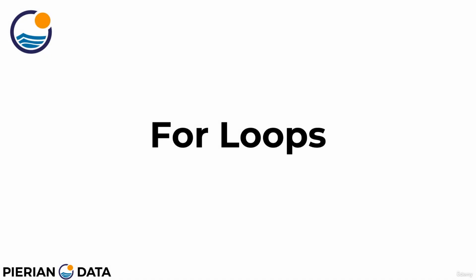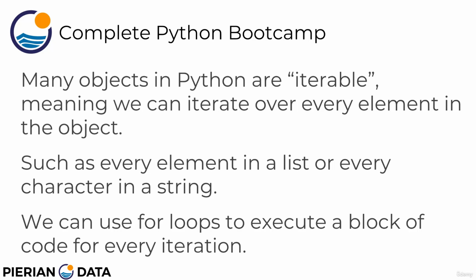Welcome back, everyone. In this lecture, we're going to discuss for loops. Now, many objects in Python are iterable, meaning that we can iterate over every element in the object, such as every element in a list or every character in a string. And we can use for loops to execute a block of code for every iteration.